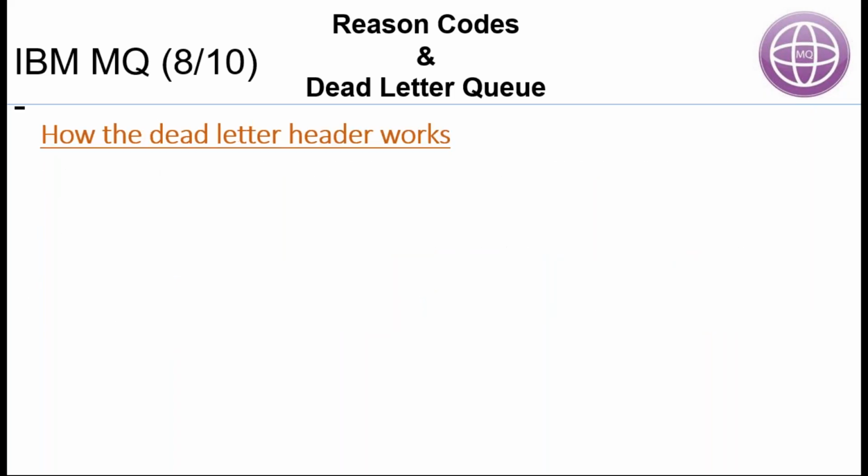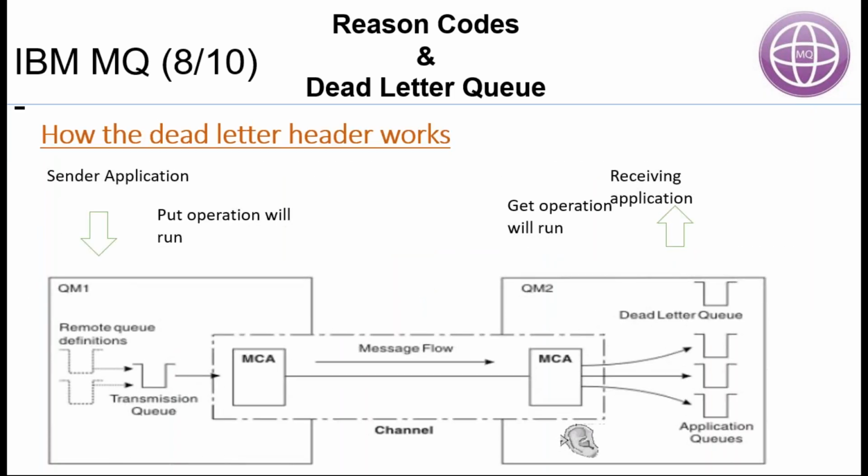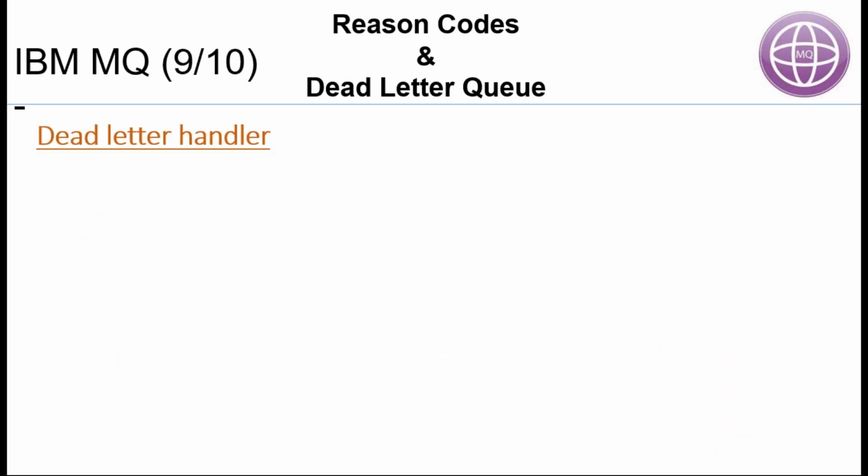Now, how does the dead letter header work? Very simple. Whenever a message comes to the dead letter queue, it identifies the reason of the failure, then adds the reason of the failure to the message header, and whenever the message comes out of the dead letter queue, the dead letter header removes the reason of the failure from the message header. Fine.